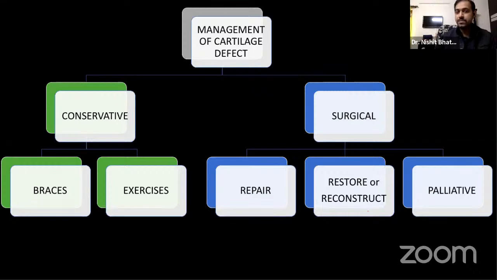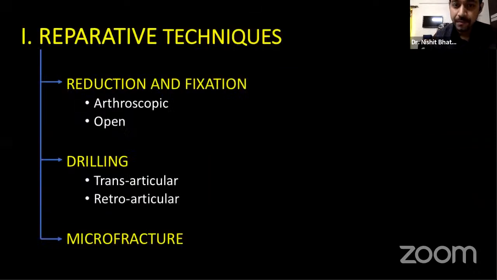So in the surgical management of cartilage defect, we have 3 types of procedures. One type of procedure is a reparative procedure where we will go in and repair the cartilage, the original cartilage of the body itself. In the second type, we will either restore or use the cartilage from any other area of the body and put it in place of the defect. And the third is a palliative sort of treatment where only the pain and arthritis is being taken care of.